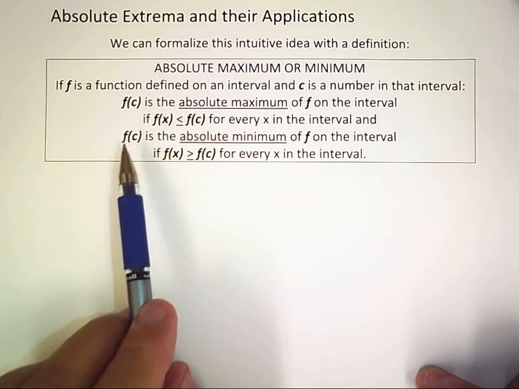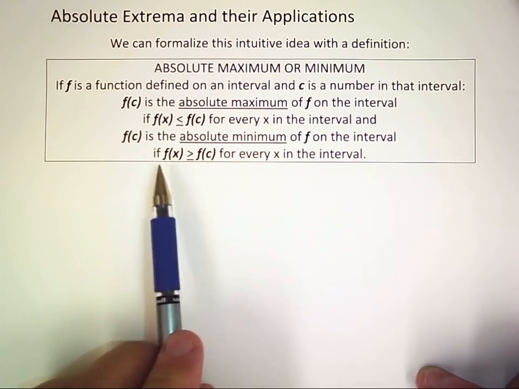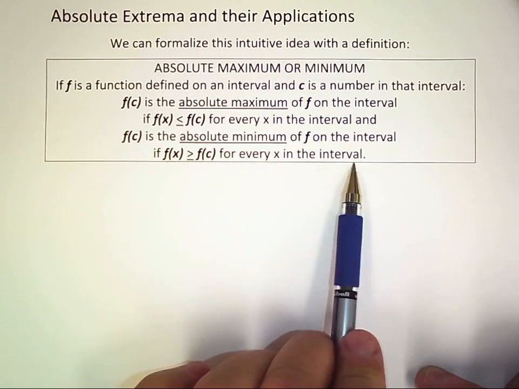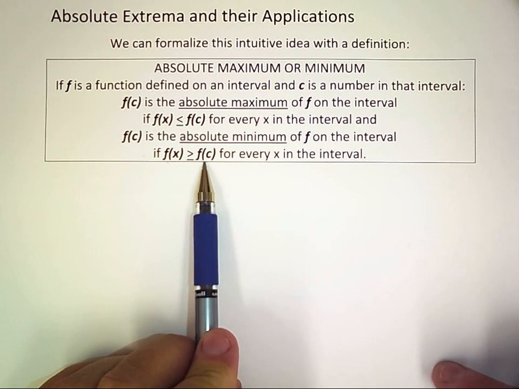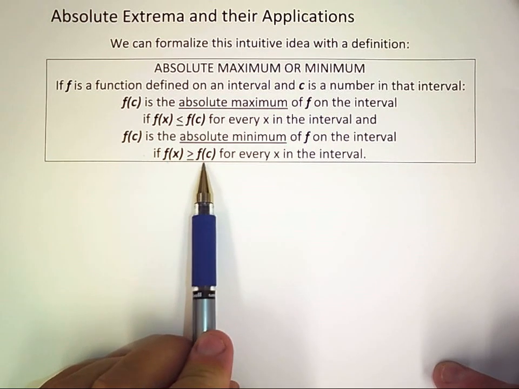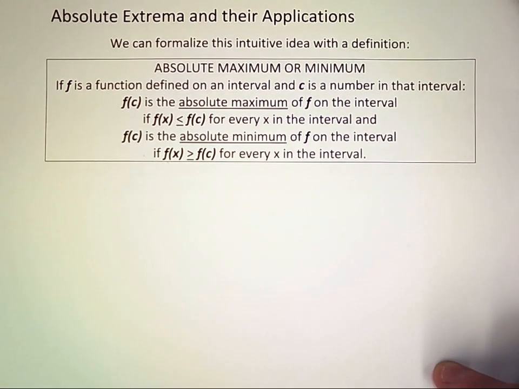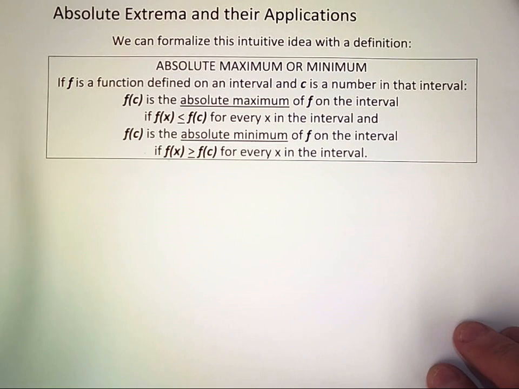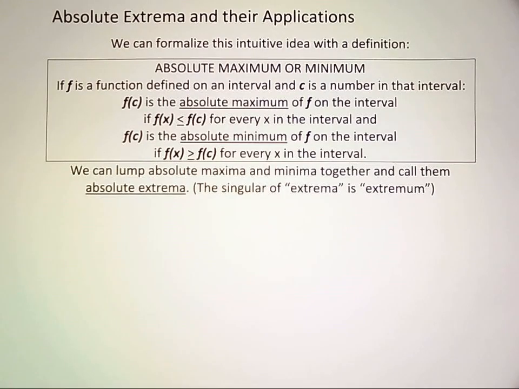And conversely, f of c is the absolute minimum of the function on the interval if f of x is greater than or equal to f of c for every x in the interval. In other words, if you calculate the y value of that minimum at x equals c, it comes out less than or equal to any other y value that you can calculate in that interval. That's the formal definition. Intuitively, it's easy to see, but that's the way we'd formally just define it.